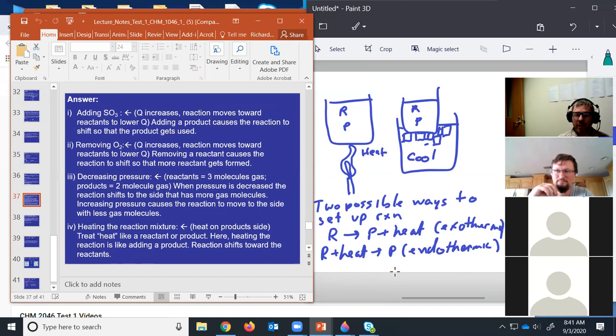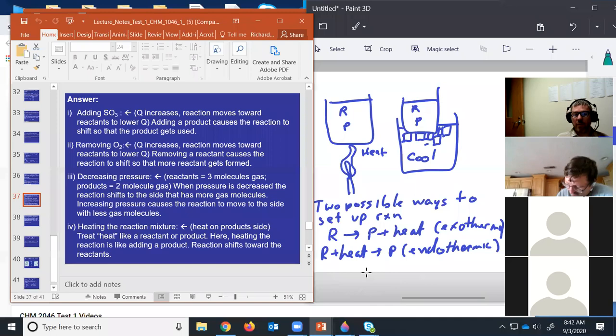So let's say you had an endothermic reaction, you were given that. If you heat an endothermic reaction, it'll go towards the products. If you cool an endothermic reaction, it'll go towards the reactants. So it'll be the reverse of what happened with the exothermic.